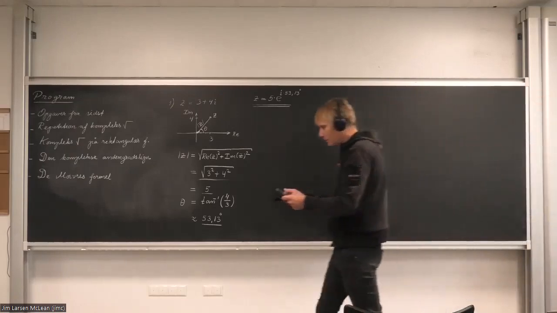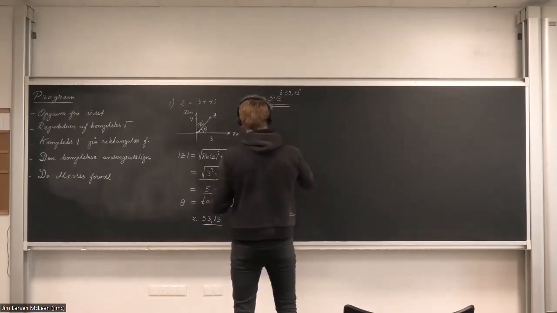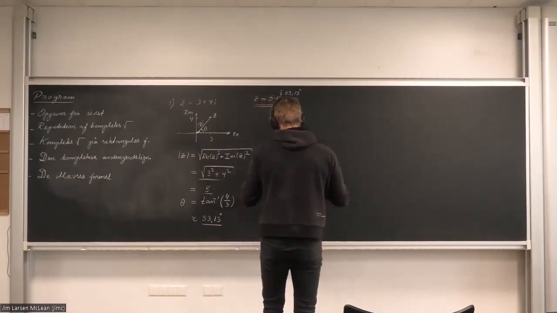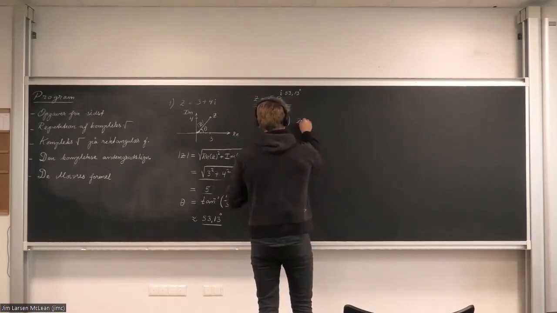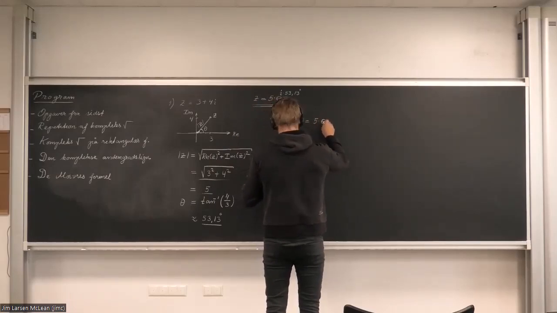Now let's take an example of one where you need to do just the opposite. Now you have to convert to rectangular form from polar form. So this task is called task 6. Here we have a complex number which is called z equals 5 times e to the power of i times pi over 4.